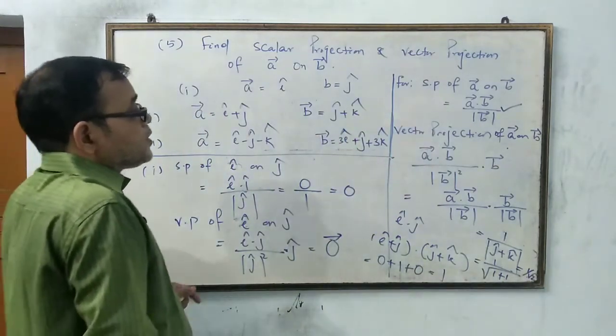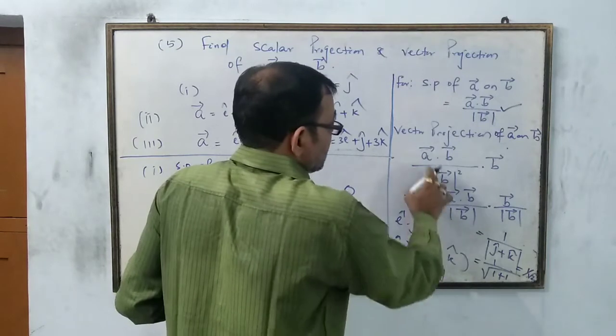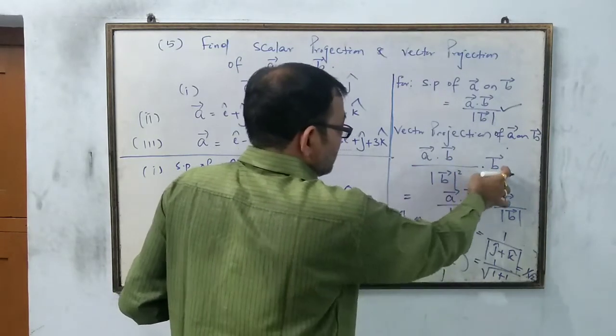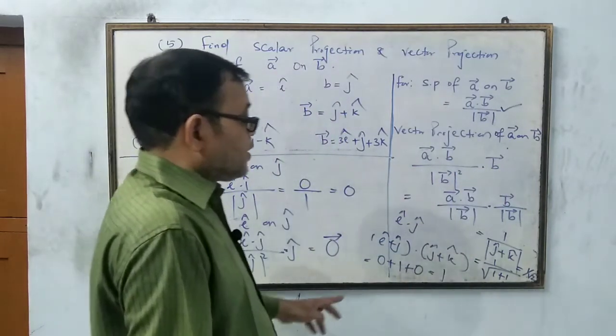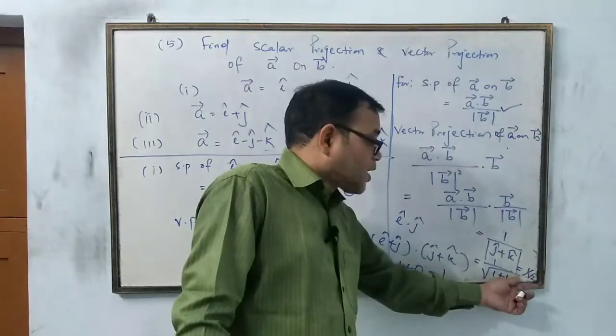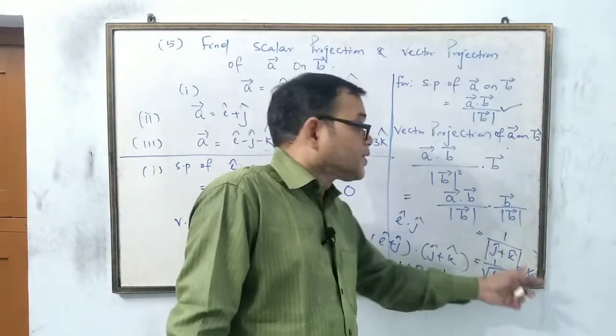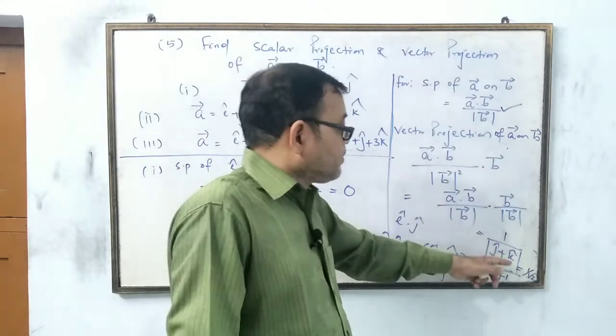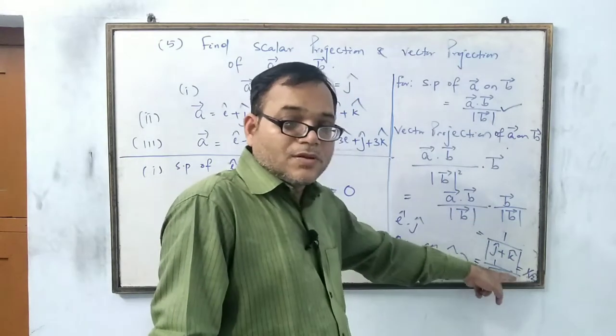Similarly, vector projection is A dot B by magnitude of B square into vector B. We got that A dot B by magnitude of B is the scalar projection. Then vector B by its magnitude. Okay? You can proceed.